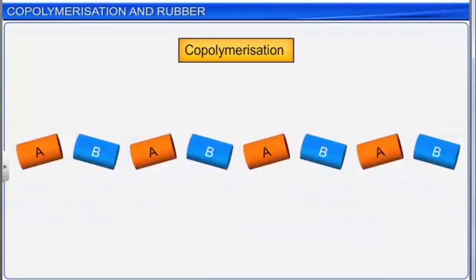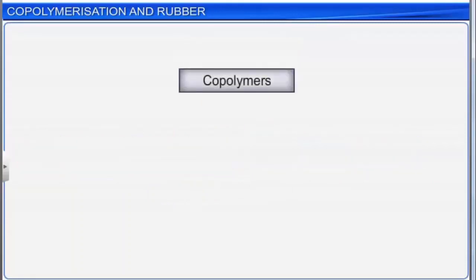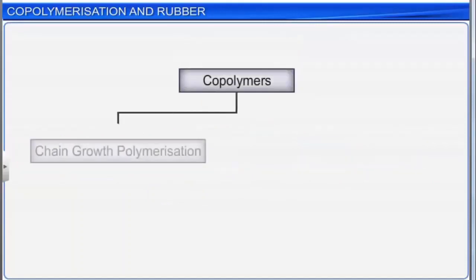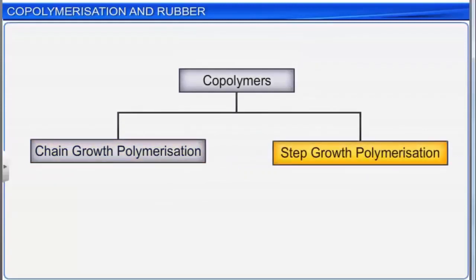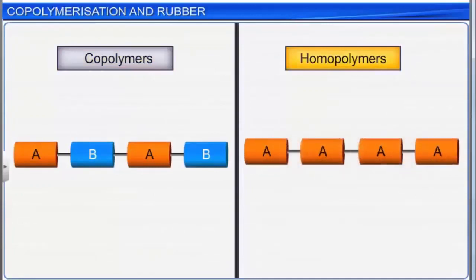Copolymerization is a type of polymerization reaction in which more than one kind of monomers polymerize to form a copolymer. Copolymers can be obtained by either chain growth polymerization or step growth polymerization. You already know that in contrast to copolymers, homopolymers are obtained by the polymerization of a single monomeric species.